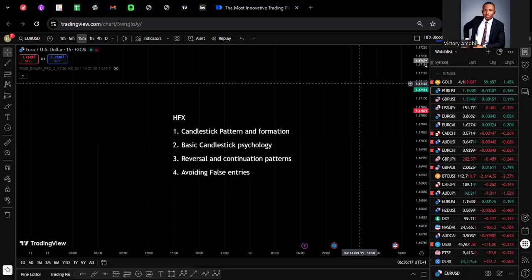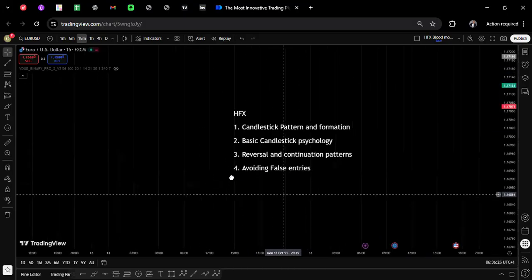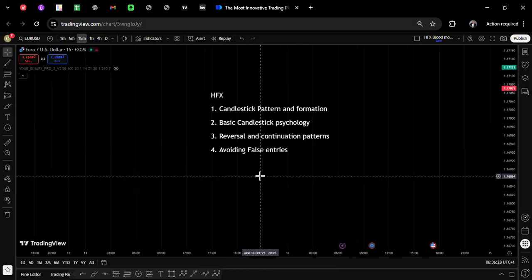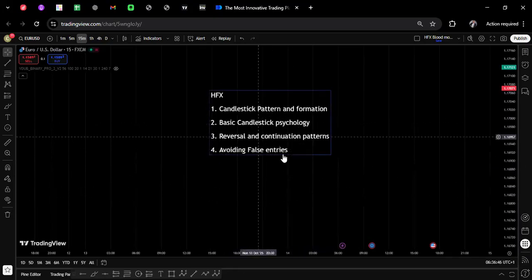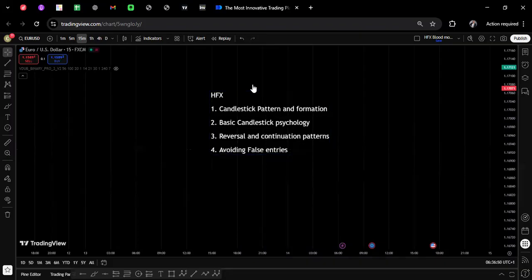Right. So I want to look at basic candlestick formation, reversal and continuation patterns. In fact, my focus will be on those reversal and continuation patterns: how to spot reversals and patterns that give you a continuation entry. Then of course, how to avoid false entries.